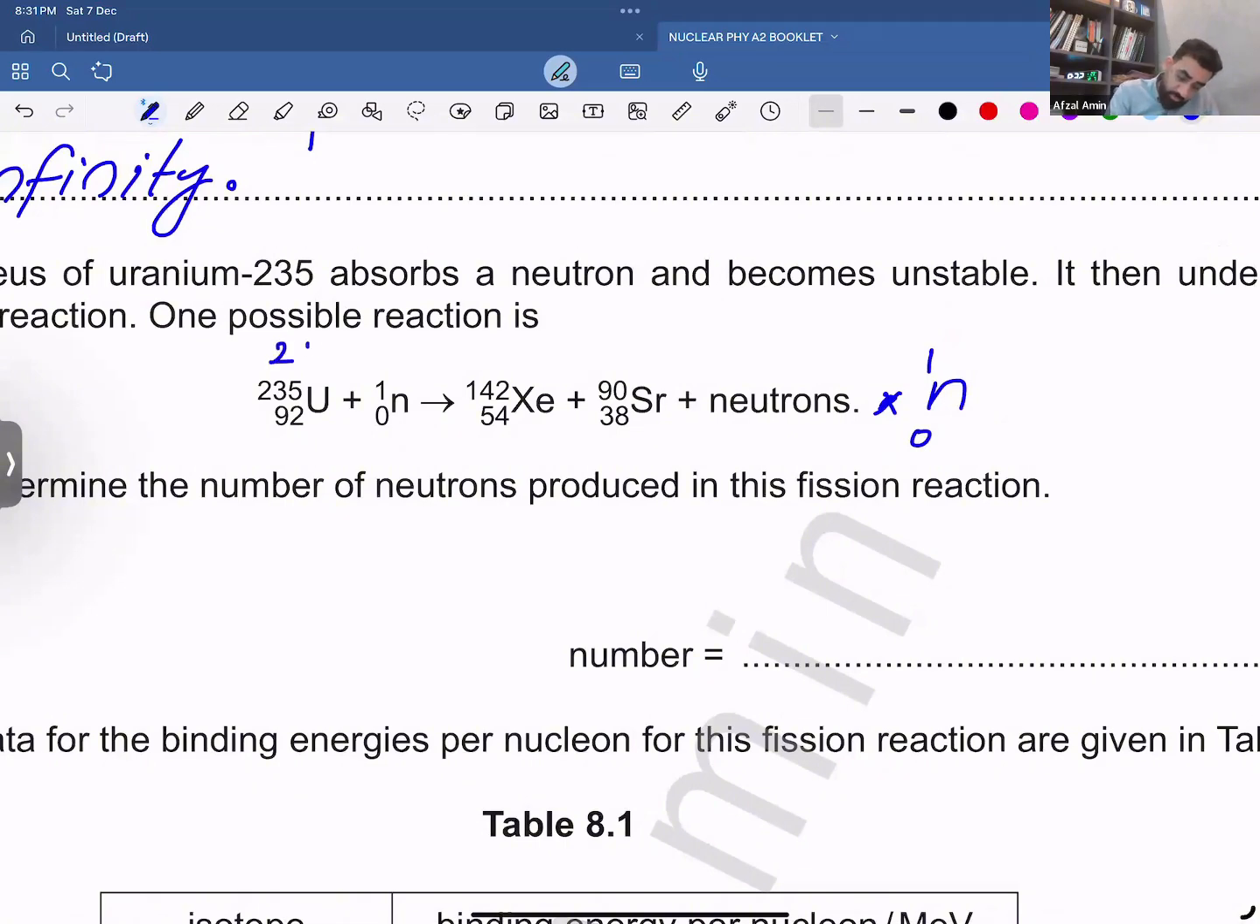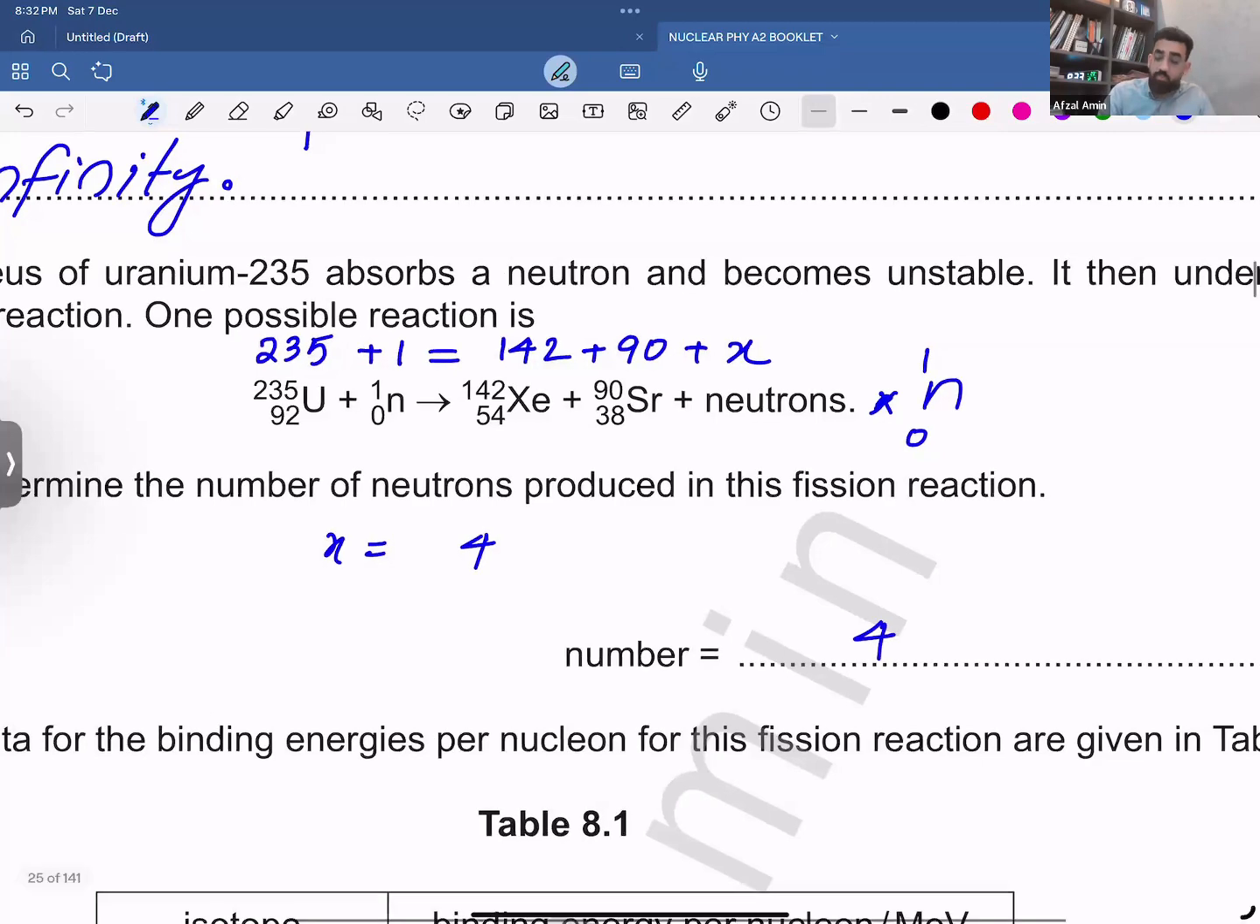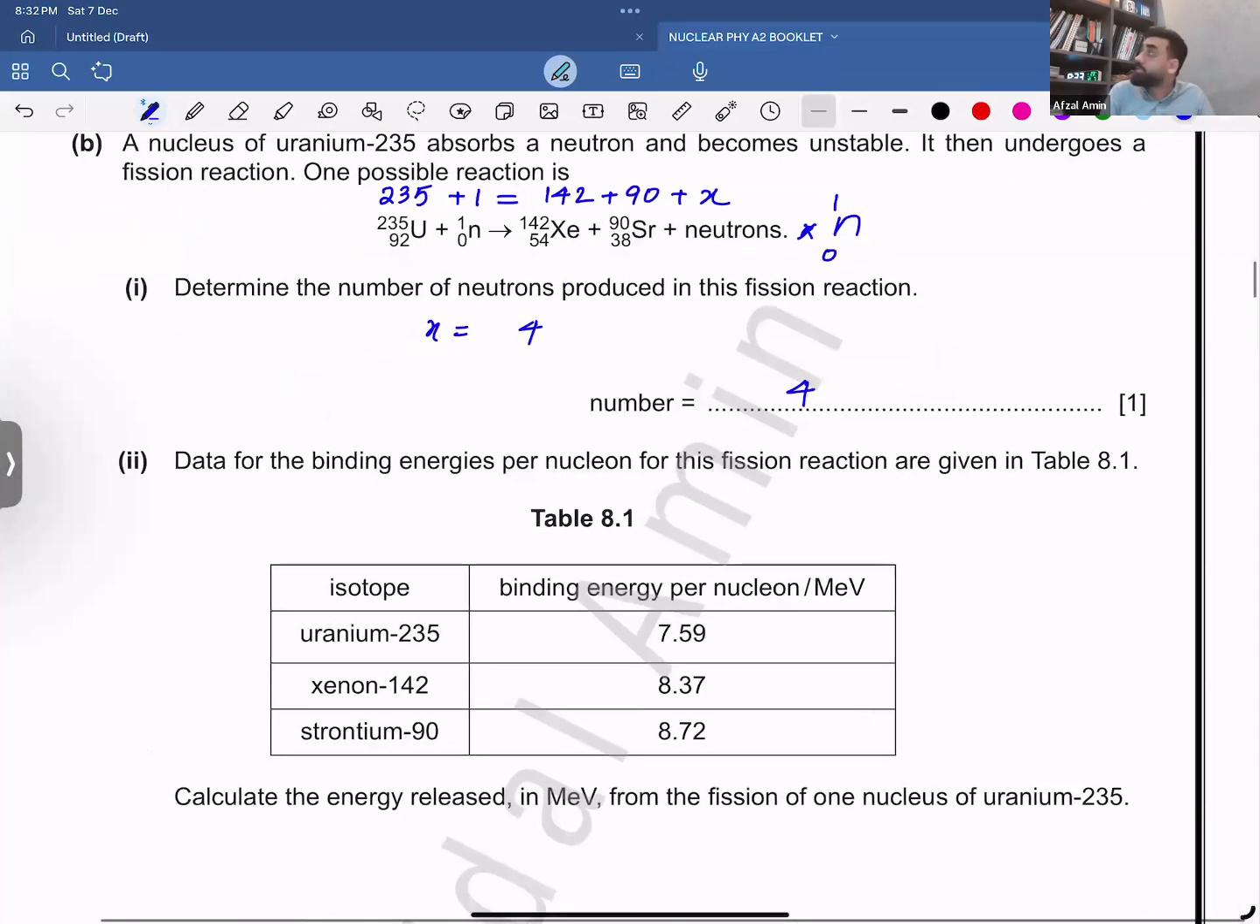Okay, so we need to use the comparison method. The left side is 235 plus 1 equals 142 plus 90, plus x neutrons. Yes? Just solve. This will be the answer, because x times 1 is x. So x is 4. So 4 neutrons are emitted.